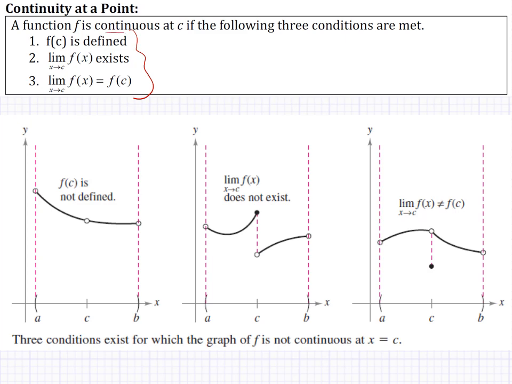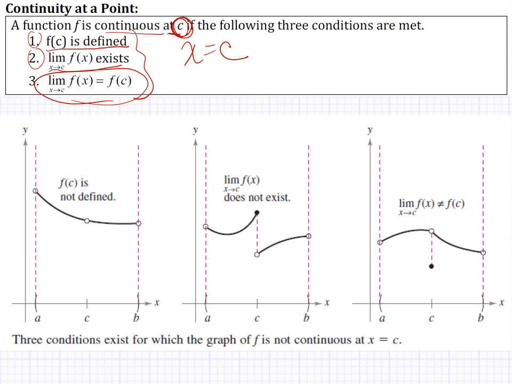If we're trying to determine if we're continuous at a particular location, at a particular x value, where x equals c, the function has to be defined at c, the limit as x approaches c has to exist, and 1 and 2 have to equal each other. Here's a couple of examples that you clearly see are discontinuous. They're discontinuous for different reasons.